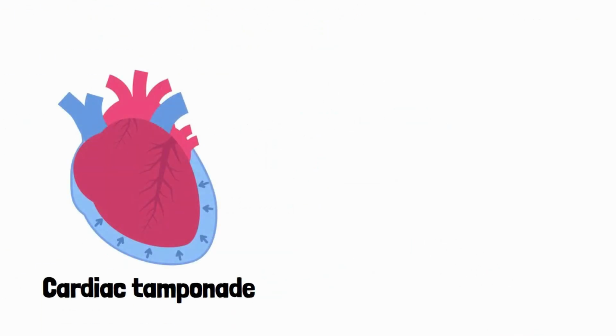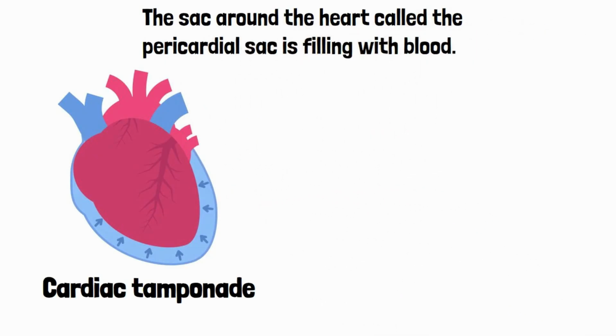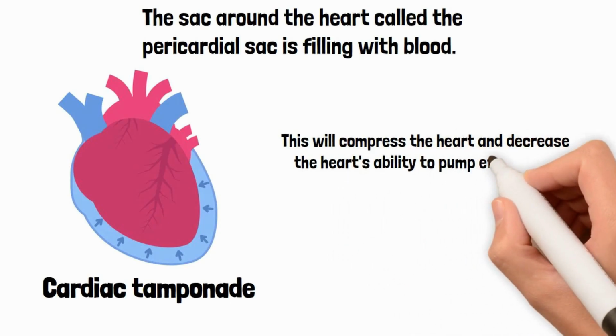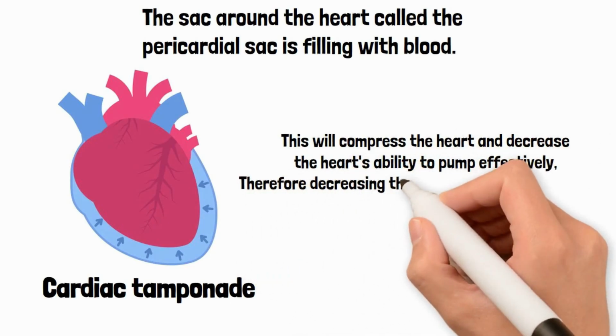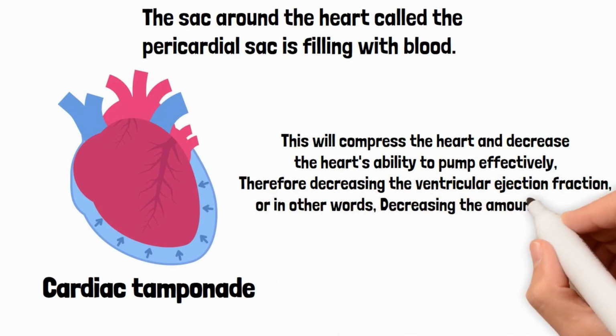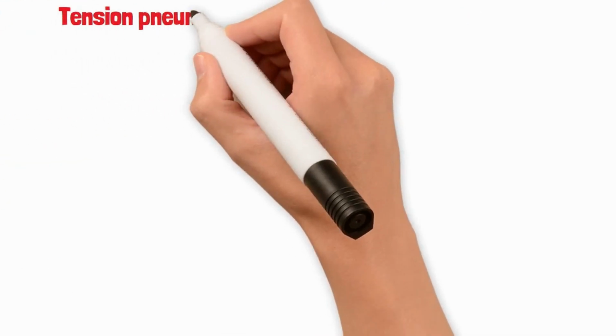With cardiac tamponade, the sac around the heart called the pericardial sac is filling with blood. This will compress the heart and decrease the heart's ability to pump effectively, therefore decreasing the ventricular ejection fraction, or in other words, decreasing the amount of blood that the heart can pump out. And lastly, with tension pneumothorax.